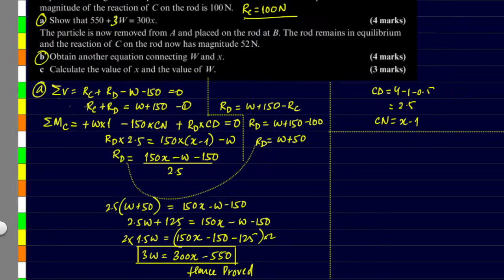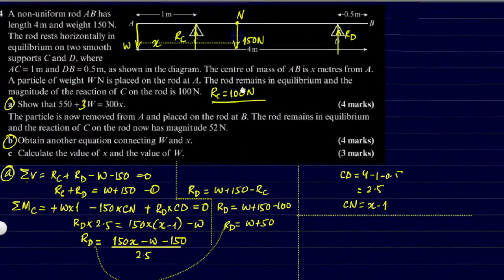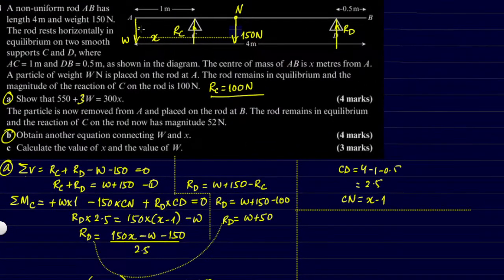Then B bit. The particle is now removed from A and placed on the rod at B. The rod remains in equilibrium and the reaction at C on the rod is now 52. Next, this W is removed from here and placed at B. When it is placed at B, he is telling that the reaction at C becomes 52.